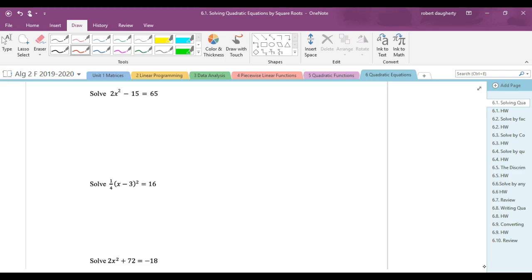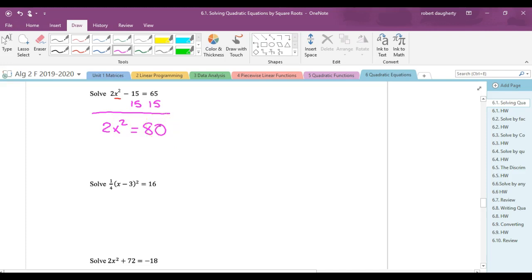Is 2x being squared? Yes or no? No, just the x is being squared. So I want to get the x squared all by itself. What will I do to get it by itself? First thing I'm going to do is add 15 to both sides. This gives me 2x squared equal 80.